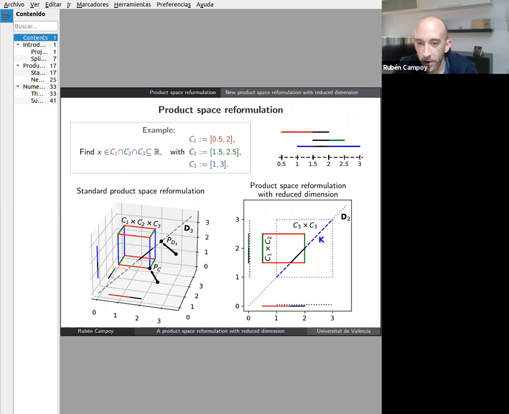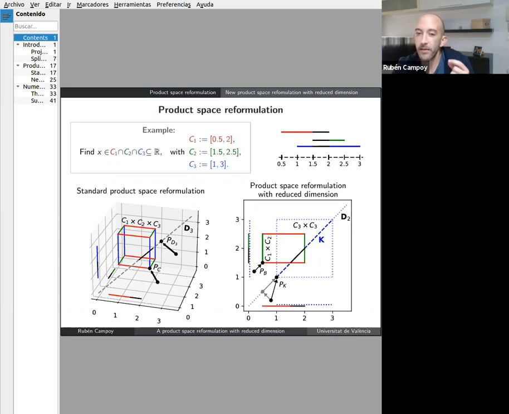In the case of the set B, the projector is computed component-wise, as we did here. In the case of the projector onto K, say, for example, we want to project this point onto the blue segment. This is computed by composition. So we first project onto the diagonal, and from here we project onto the square, C3 times C3, which can be done component-wise. And this is the projection onto K.